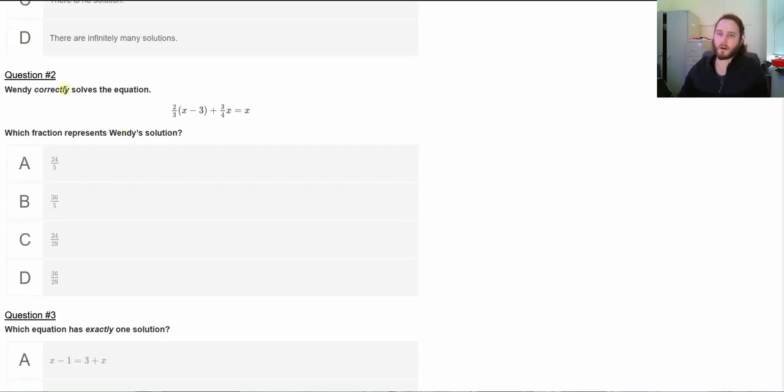So number two, Wendy correctly solves the problem. Which fraction represents their solution? So on the bright side, it looks like some of these solutions are not fully simplified, so good news there. For number two, the only hint I will give you at first is you need to distribute 2/3 times x and 2/3 times -3 before you begin. So pause the video, see if you can do number two on your own, and unpause it when you're ready to move forward and see the answer.